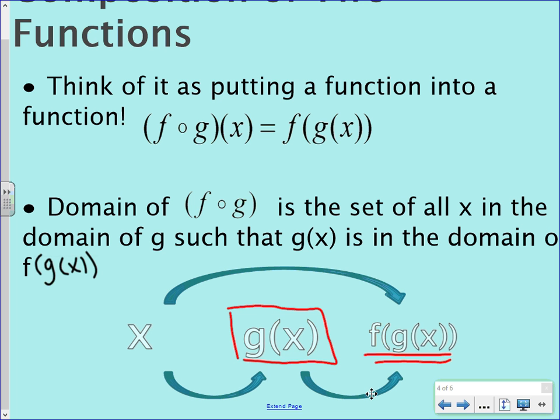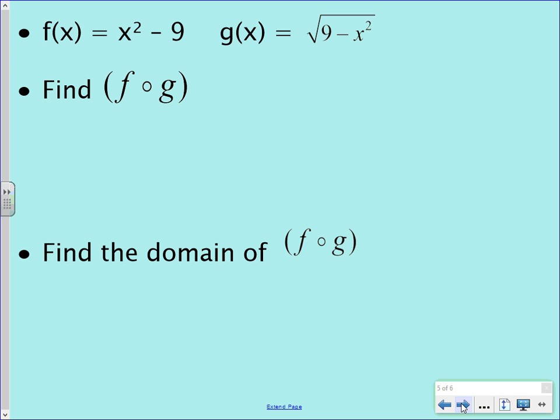You know, if G has a restricted domain, but then we get like a polynomial out of the composition, well, we're plugging x values into our G function first, and if that has a restricted domain, we can't make the composition an even wider domain. So we're going to think about where these two domains overlap. And I'll show you what that looks like with this example here. So go ahead and write down our f and g functions. Notice that they are different from earlier.